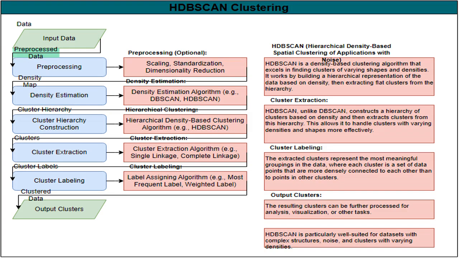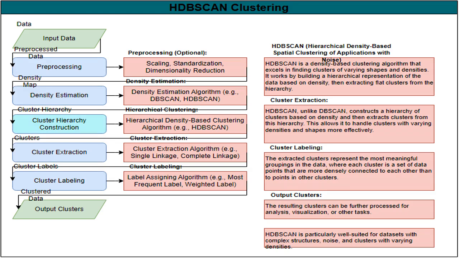Data. Preprocessed data. Density estimation. Calculates the density of data points in the feature space. Identifies regions with high data concentration. Preprocessed data. Density map. Cluster hierarchy construction. Builds a hierarchical representation of the data based on density. Organizes data points into nested clusters based on their density relationships.